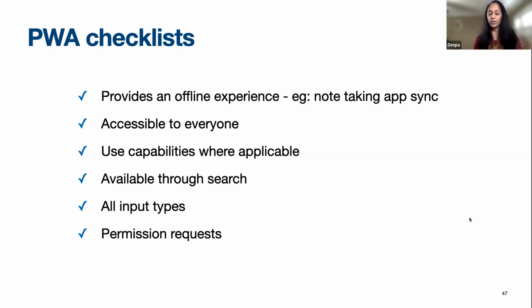And your mobile device, of course, touch. And permission requests. So like I said before, if you want to access your photos, and if you want to access your location, immediately it should prompt saying, hey, we require permissions. So all of these things should be supported, and you should keep this in mind when you are developing progressive web apps.